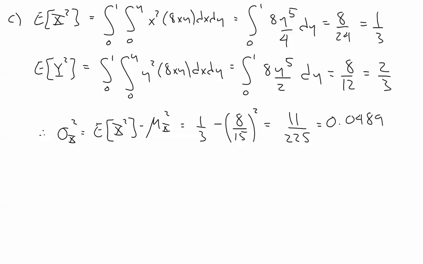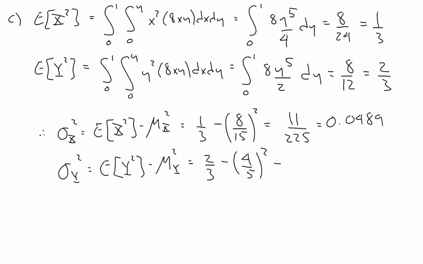The variance in y is the mean squared value in y minus the square of the mean, and that's going to be 2/3 minus 4/5 squared, and that turns out to be 6/225 or 2/75, and that's 0.0267. All right, that's all the pieces we need to finish off this problem.